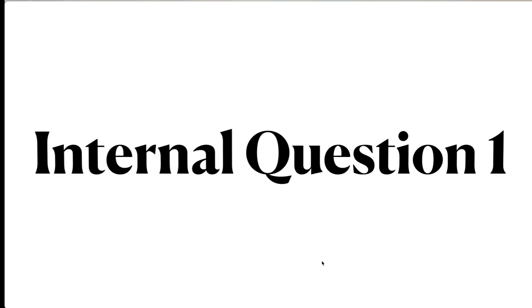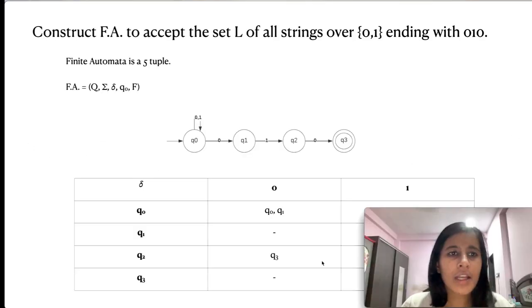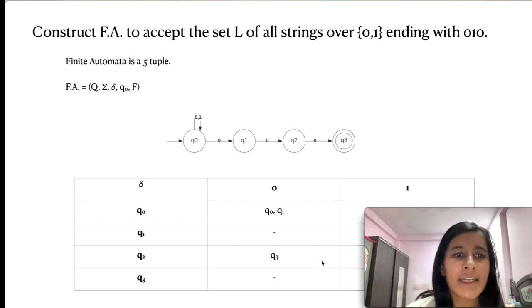The first question is, construct a finite automata to accept the set L of all the strings over 0, 1, 0 that are of the alphabet 0 and 1. So, as we know, a finite automata is a 5-tuple. It consists of 5 things, that is Q, which is a finite set of states, sigma, which is the set of alphabets which constitute the language, delta, which is the state transition function, Q0, which is the start symbol, and F, which is the set of final states.